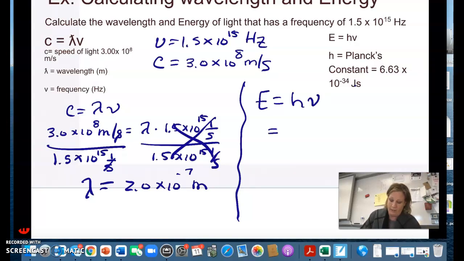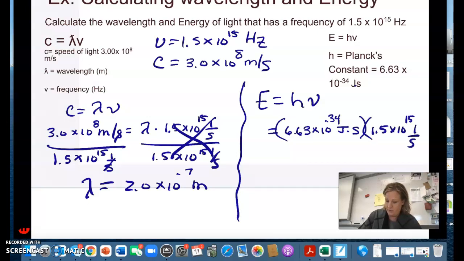So if I plug in Planck's constant, and it's joule times second, and I multiply that by the frequency in this question, I'm going to write it as 1 over second to show you that the seconds cancel. You end up with that energy unit of joule. So when I do this, I will get 9.95 times 10 to the negative 19th joule.